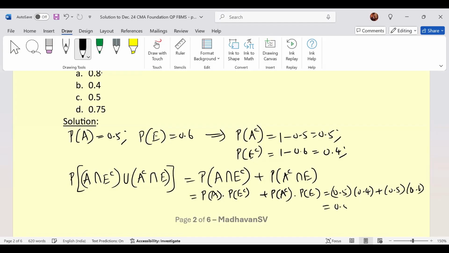In both, 0.5 is common, so we can add 0.4 plus 0.6, which will be 1. 1 into 0.5 will be 0.5. So the answer is option C. So we'll do further questions in our next video.